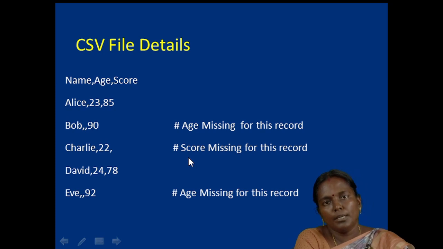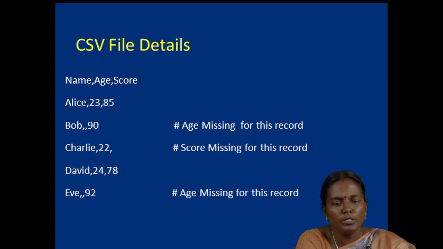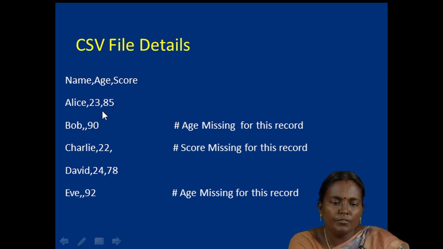For demonstration purposes, I have brought some data which is available in a CSV file. For simplicity, I have kept name, age and score. Here Ali's record has complete data: the name, age and score. But when you come to the next record, the age is missing. In the next record, the score value is missing. Next we have complete data for David, and for Eve the age data is missing. So this is an example of missing data placed in a CSV file.